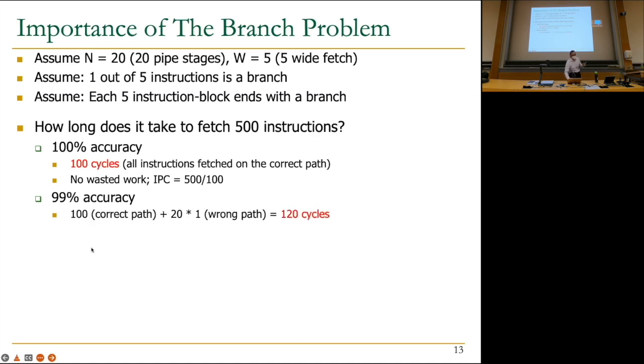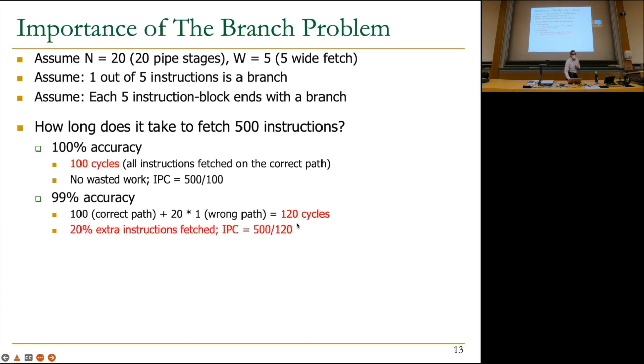So 100 cycles, we still need to fetch. We still need to fetch correct path instructions. We still need to fetch 500 correct instructions. So we spend 100 cycles to fetch them, but we also spent 20 cycles on the wrong path, because 1 branch is mispredicted and it cost us 20 cycles. So now we took 120 cycles to finish the 500 instruction program.